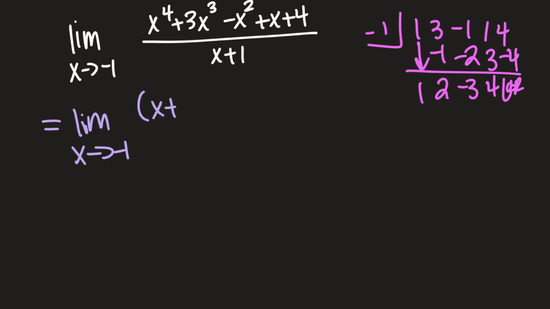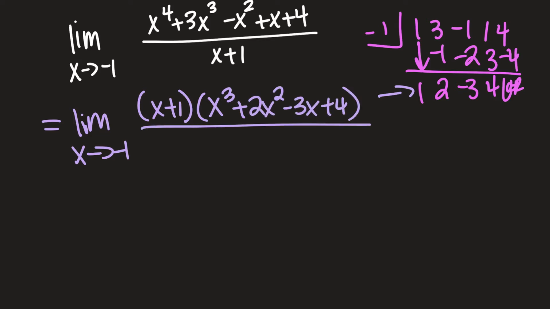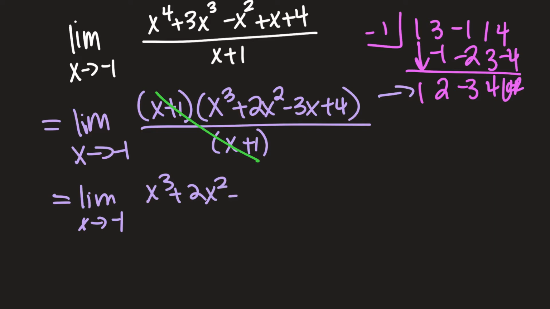So I know x plus 1 is a factor. And then what's left is the rest of my polynomial, and it drops by a degree. So x cubed plus 2x squared minus 3x plus 4 all over x plus 1. Now, of course, at this point you know that anything over itself is 1, so you can get rid of those. And then you have the limit as x approaches -1 of x cubed plus 2x squared minus 3x plus 4.